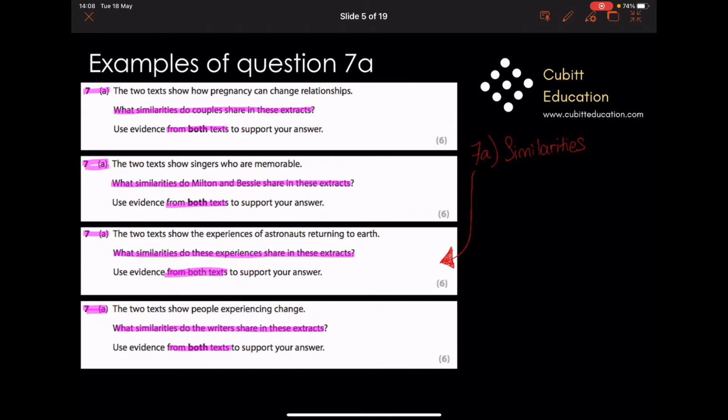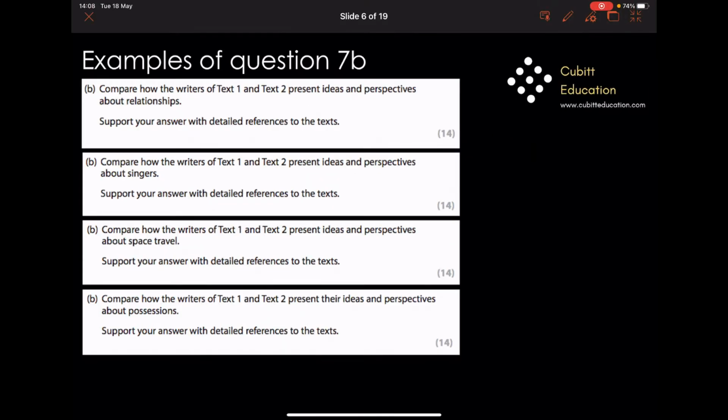Let's just have a look at 7b examples. Okay, so 7b talks about, well, let's look at example 1. We'll see how they are similar. Compare how the writers of text 1 and text 2 present ideas and perspectives about relationships. Support your answer with detailed references to the texts. So the first example is about relationships, but it wants you to compare how the writers of text 1 and text 2 present ideas and perspectives and use references to the text.